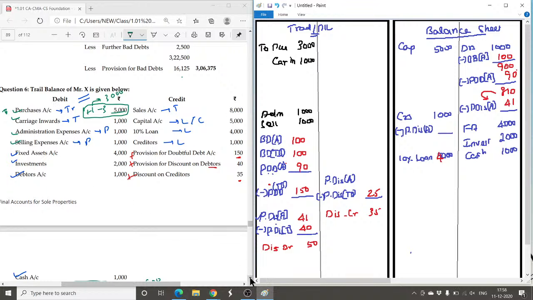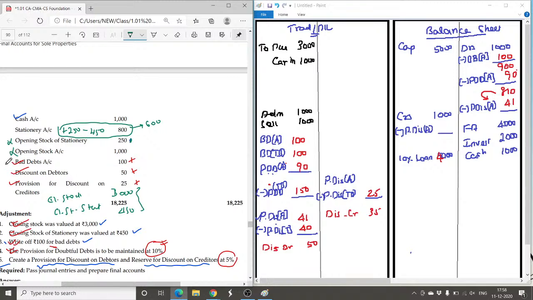Now rest of the things were already posted. Okay. Closing stock will come in the balance sheet asset side. So closing stock or stock in trade simply, value being 3,000 rupees. Apart from that, stationery stock, the stationery stock here being 450. So we have posted all this value.